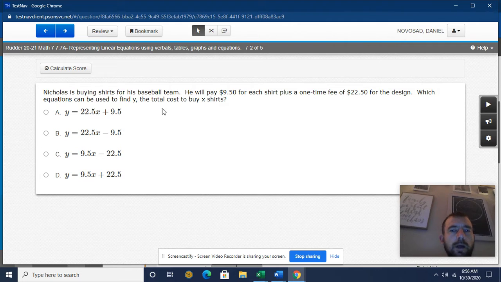Question two. This is the verbal that we talked about yesterday. So read it, look for those keywords, and figure out which one of these makes the most sense, and which one is showing what's happening to Nicholas here about his baseball team. Nicholas is buying shirts for his baseball team. He will pay $9.50 for each shirt, plus a one-time fee of $22.50 for the design. Which one of these equations can be used to find y, the total cost to buy x number of shirts?